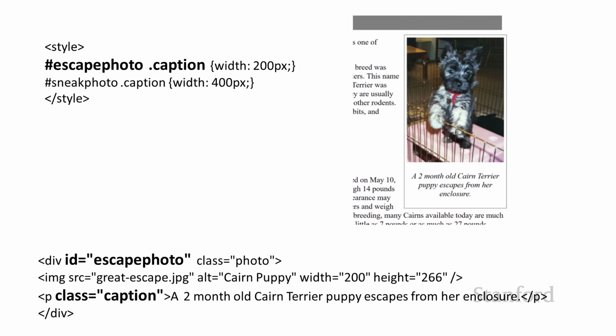It says this will apply to anything contained within an element with the ID escape photo. Somewhere within that escape photo div, if there's some other element that has the class caption, this will apply to it. And so I went ahead and said, okay, that caption fits it, or any other captions that fit this particular rule, which there aren't in this case, is going to be width 200.